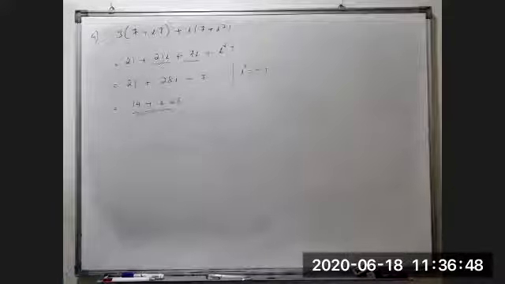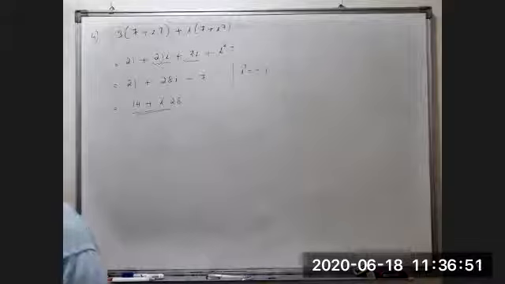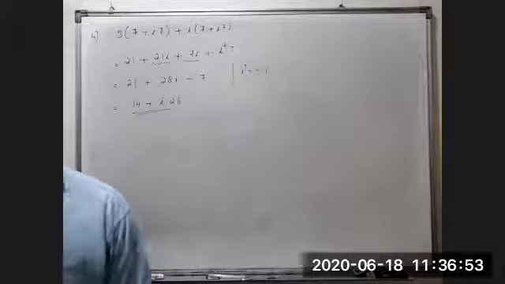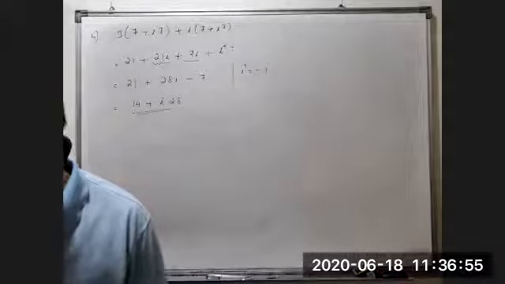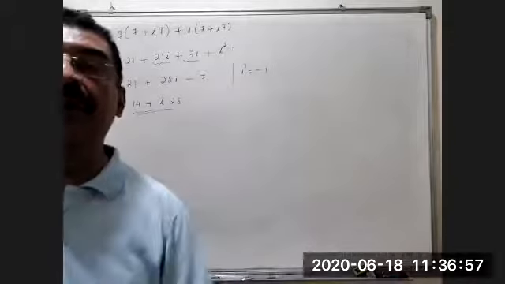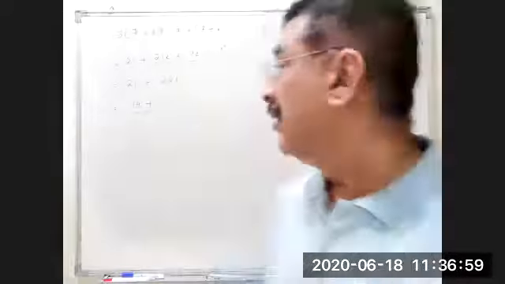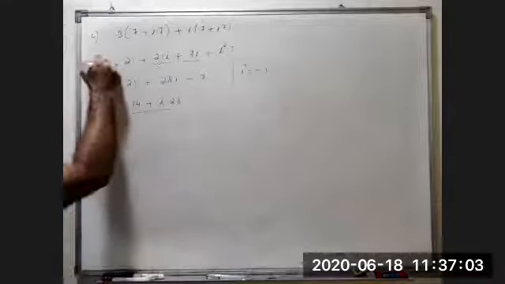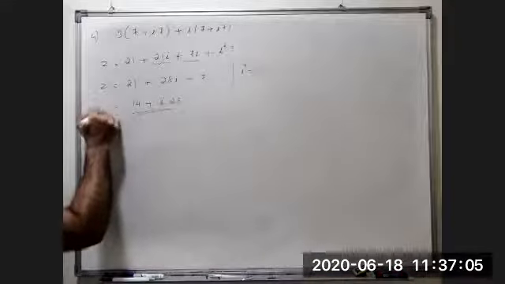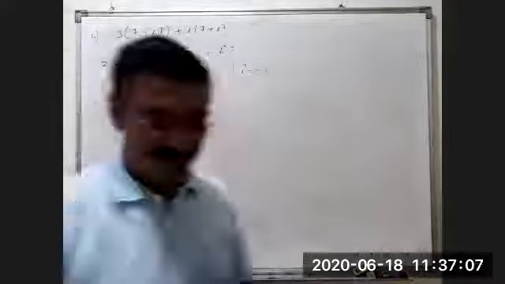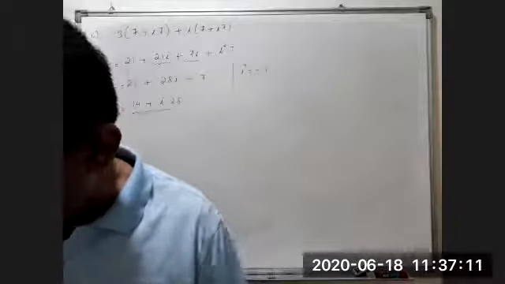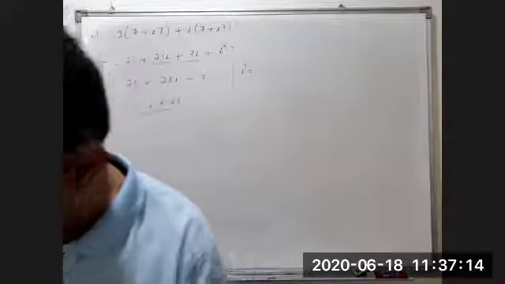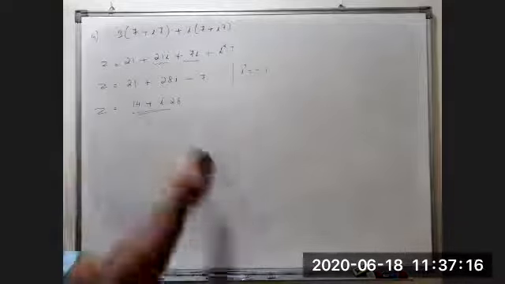Next one. Fifth one is a homework. Fifth and sixth one. Whether you write Z is equal to or not, okay. Fifth and sixth are homework. Now question number 7. We will do question number 7.